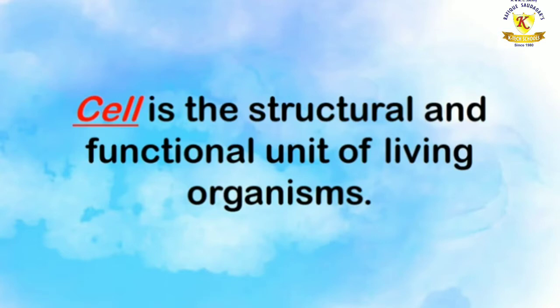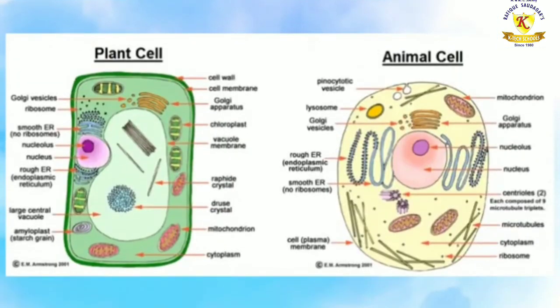Yes, now let's move ahead. Now here you can see two cells, a plant cell and an animal cell. Here the cells have different components or organelles present in them. We have mitochondria, cell membrane, nucleolus, cytoplasm. So we will study each and every part of the cell to understand the processes occurring within the cell.